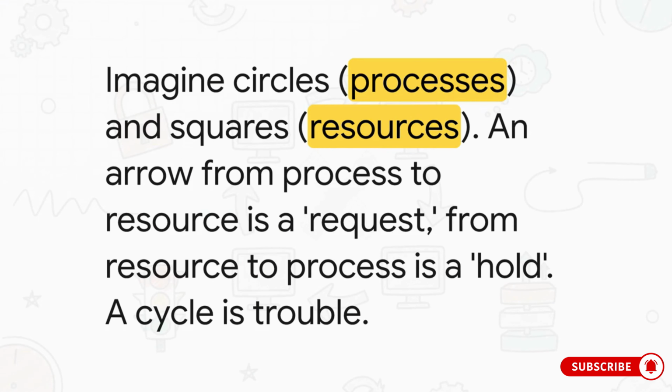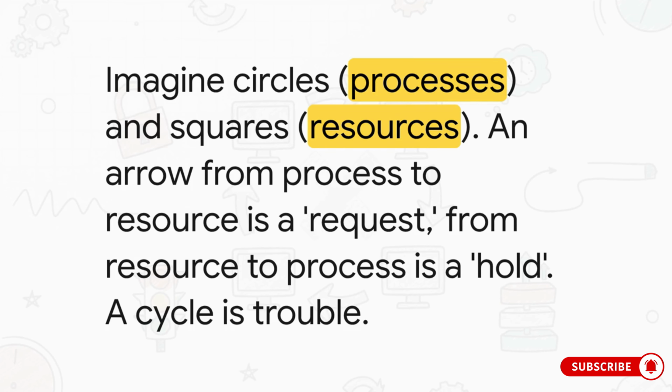So how can we, as computer scientists, actually see this happening? Well, we draw a map. It's called a resource allocation graph, and it's a super useful way to visualize the state of the system. Let's picture it. Every running program, every process, is a circle, and every resource, like a printer or a file, is a square. Now, if a process wants a resource, we draw an arrow from the circle to the square. That's a request arrow. Once the process gets the resource and is using it, we flip the arrow's direction. Now it goes from the resource square to the process circle. That's a hold or assignment arrow.